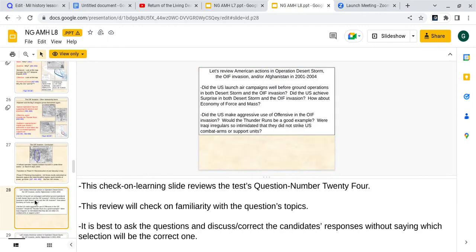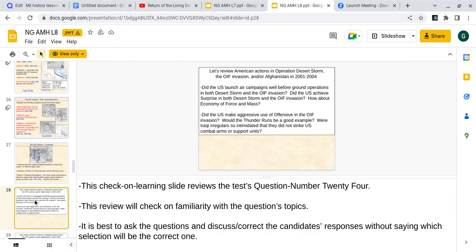Did the U.S. launch air campaigns well before ground operations in Desert Storm and the operations in Afghanistan? Yes, they did. So we're using air campaigns before ground operations in Desert Storm and operations in Afghanistan, which is very helpful. Did the U.S. achieve surprise in both Desert Storm and the operations in Afghanistan? Yes, the U.S. did achieve surprise in both.